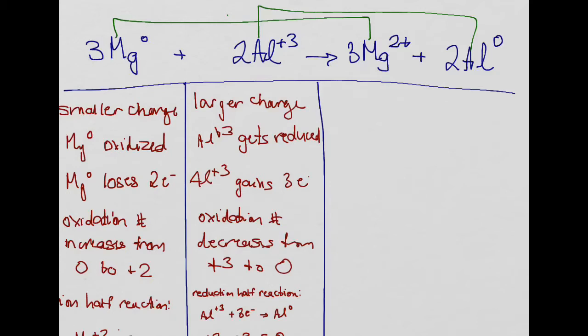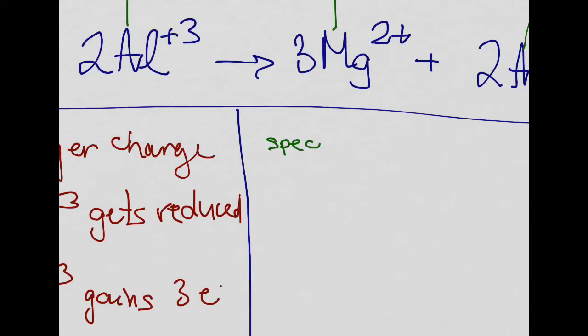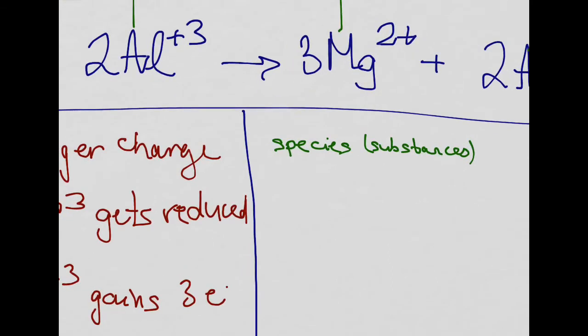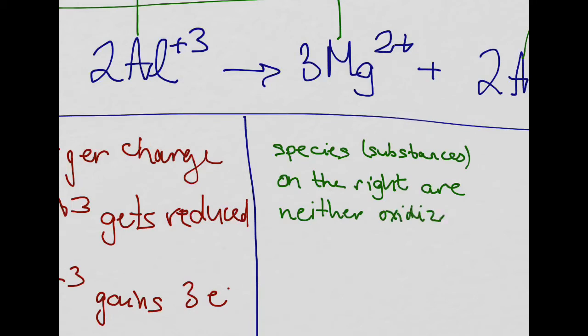So I'm just going to write this out over here. Species on the right, or substances, are neither oxidized nor reduced. They are the products of what happened before the arrow, okay? So they're the result of the oxidation and the reduction. Oxidation and reduction doesn't happen to them, they are the result of it.